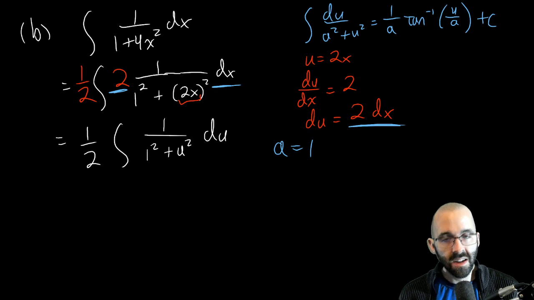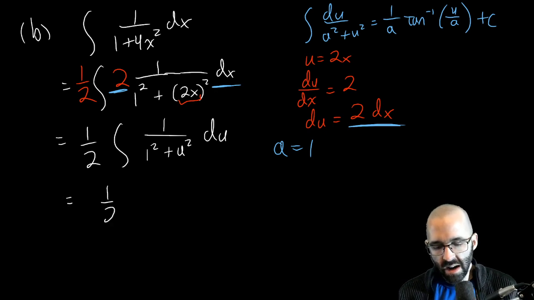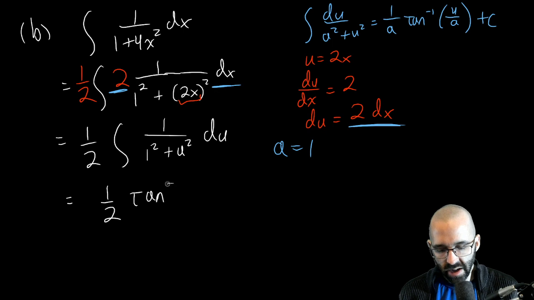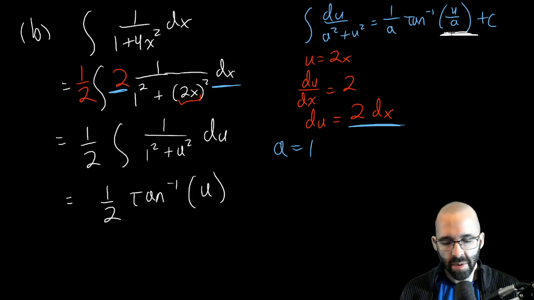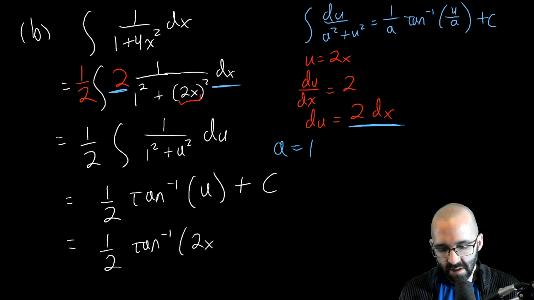And now we can use this antiderivative formula. Now we're going to get 1/2 times, again, a is 1, so that term will go away. Inverse tangent of just u, because a is 1. So it's u divided by a, but a is 1, plus c. And u, well, we know what u is. It's 2x.